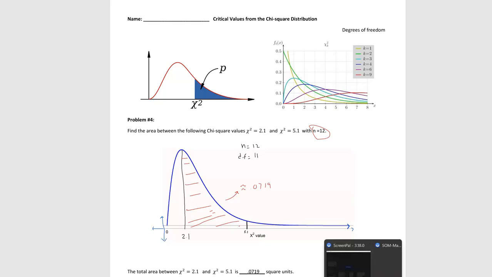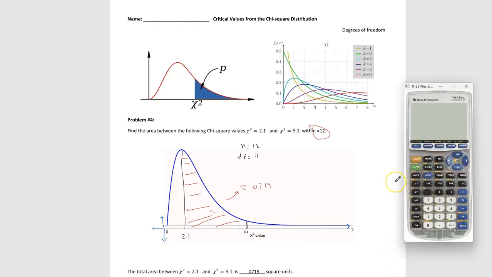Now, let me show you where to find the actual commands on the calculator that we're going to be running. All of your commands are going to be under the second and then distribution. And then you're going to scroll all the way down to the chi-square CDF. So you have to be very careful. The chi-square CDF command is going to use a lower and upper bound and then also degrees of freedom.